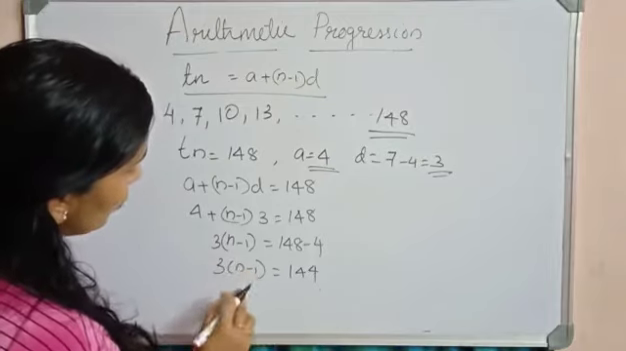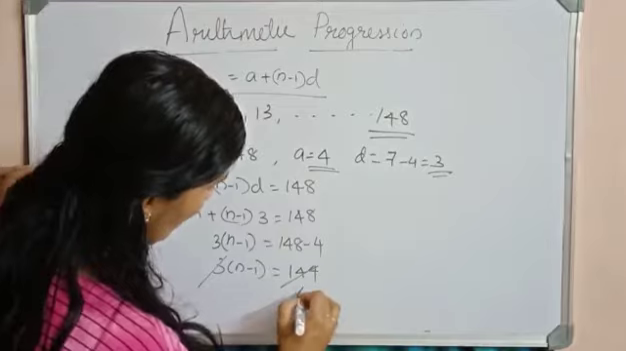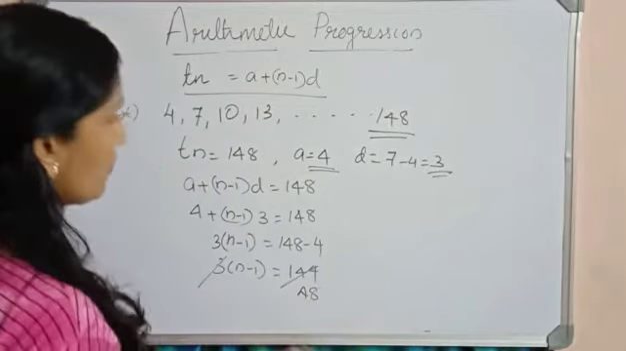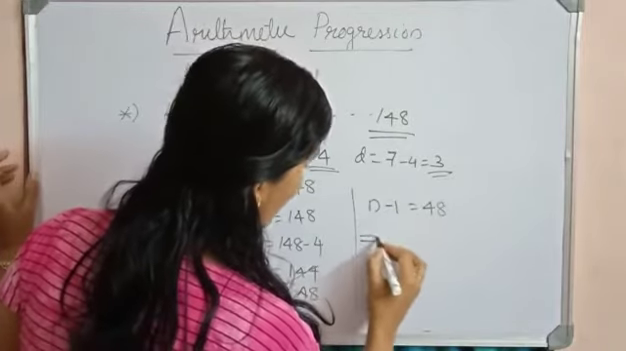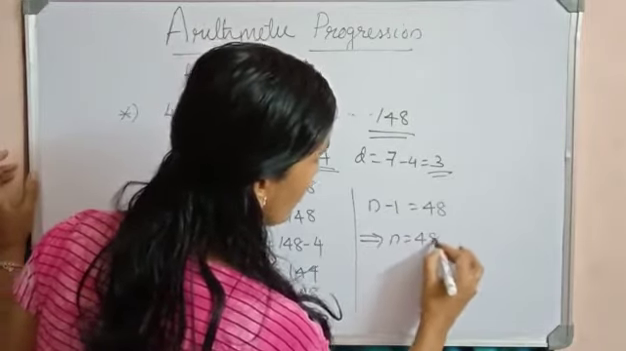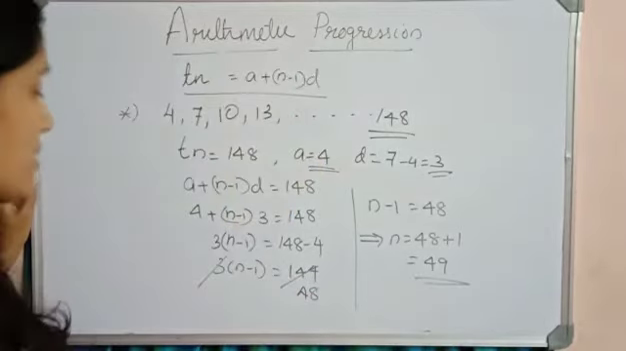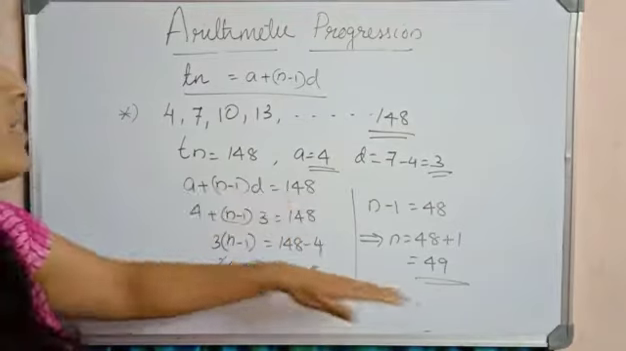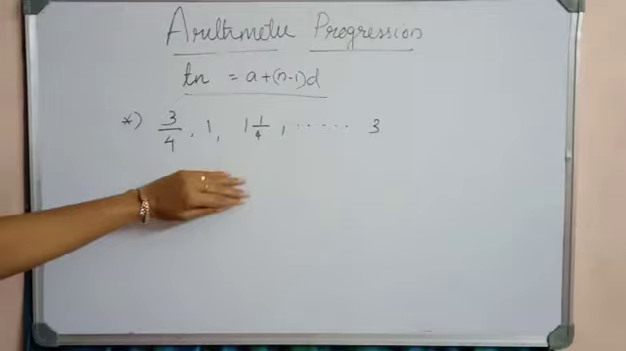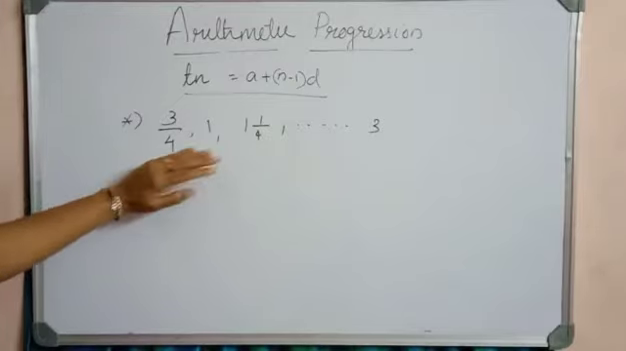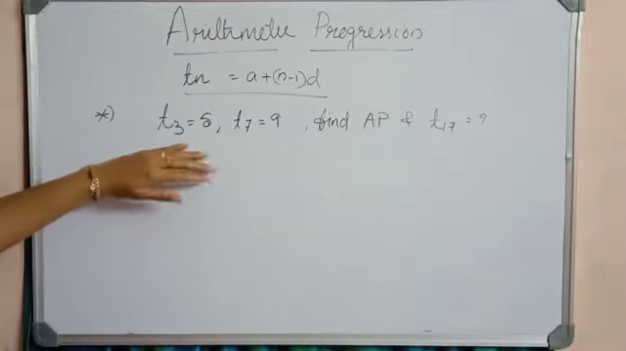Cancel both the sides by 3. We get 48. So, n minus 1 is equal to 48. That implies n is equal to 48 plus 1, that is 49. Therefore, we can say that there are 49 terms in this particular sequence. Now, you can find how many terms are there in this particular series: 3 by 4, 1, 1 by 4, etc.